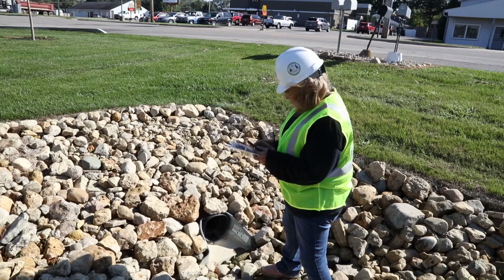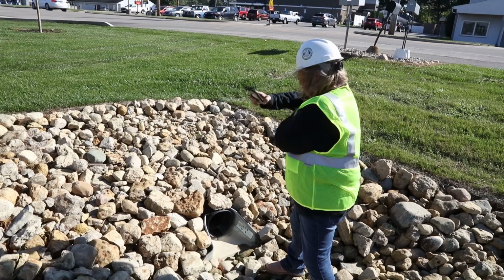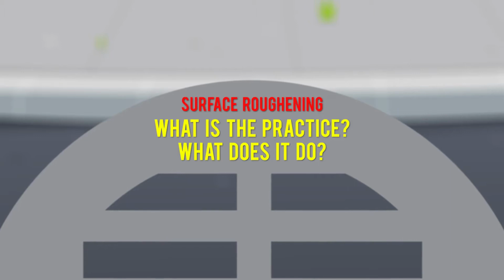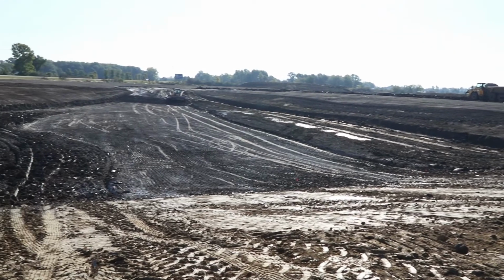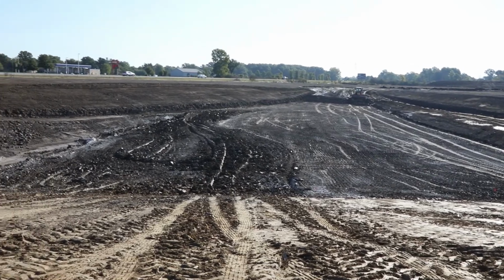How to inspect. Inspectors should check for displacement of riprap material, slumping, and erosion along the edges, especially on the downslope side. Surface roughening. What is the practice? What does it do? Surface roughening is a measure used to create an intricate pattern of ridges and valleys on slopes until seeding can occur.